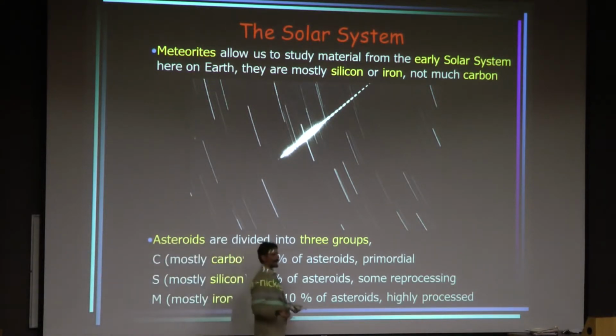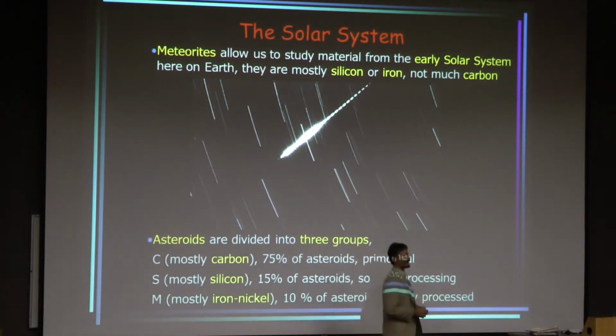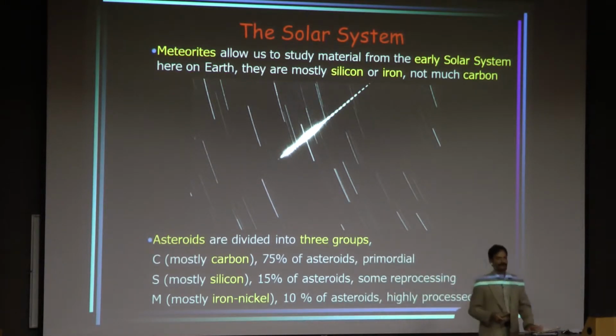They are predominantly in the outer solar system, and they're mostly carbon, and we think that that's material which has not been reprocessed, because when you combine carbon with other things, it tends to react, it tends to melt, and you don't see pure carbon bodies anymore if they've smashed together with other things.